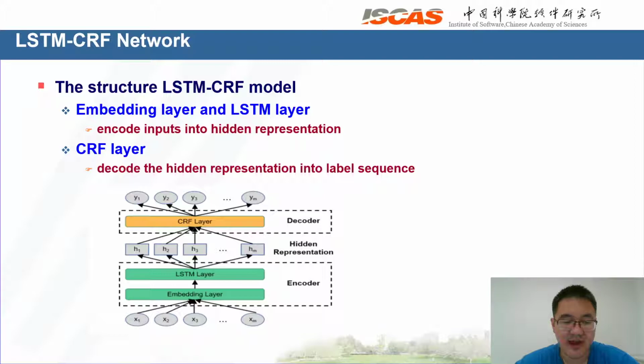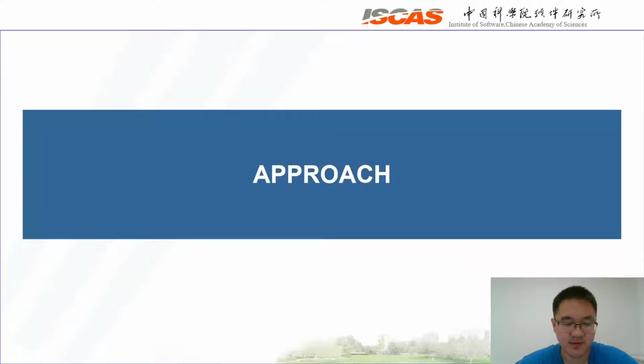Then we introduce the LSTM-CRF network used in our approach. The LSTM-CRF network is a widely used deep learning model. There are three layers in the network: the embedding layer, LSTM layer, and CRF layer. However, the LSTM-CRF network requires a large amount of labeled data for training, which limits its application to domains with a shortage of labeled data. Next, we introduce the proposed approach.